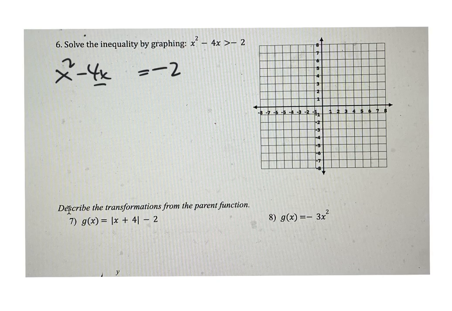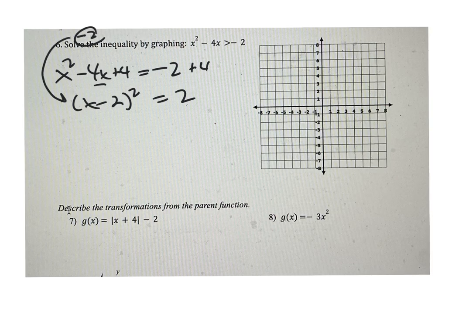So half of -4 is -2. Square it. That's plus 4. That's plus 4. So over here I get 2. Over here I have x minus 2 squared. Remember, the half always goes in there. Take the square root of both sides. I get x minus 2 is plus or minus the square root of 2.